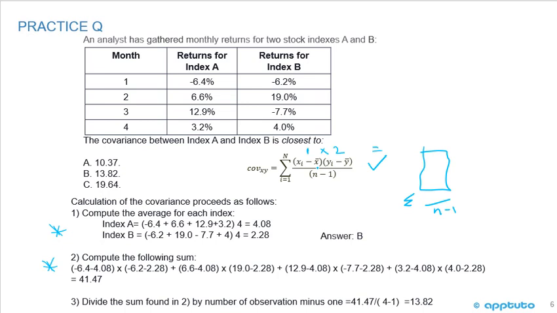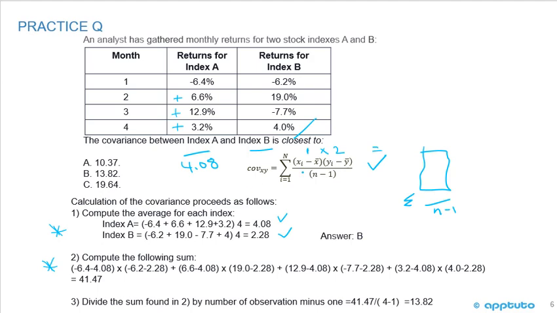So what did we need to do here? We need to calculate our X bar and our Y bar first, and that's just the average, which is very easy. So I'm doing that down here. So negative 6.4% plus 6.6% plus 12.9% plus 3.2% divided by 4, and that's going to give me an average monthly return for index A of 4.08. Same thing over here. We're going to add negative 6.2% plus 19% minus 7.7% plus 4% divided by 4, and we're going to have an average return of 2.28%, okay?